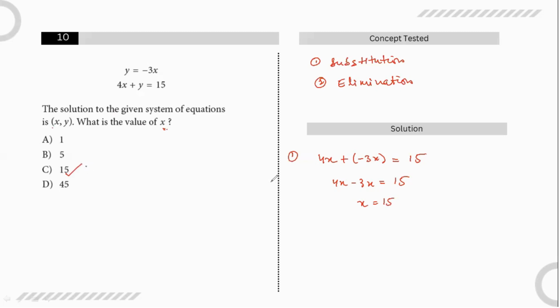You could also try solving with elimination. Let's quickly solve this. The first equation can be written as 3x plus y is equal to 0, like this.